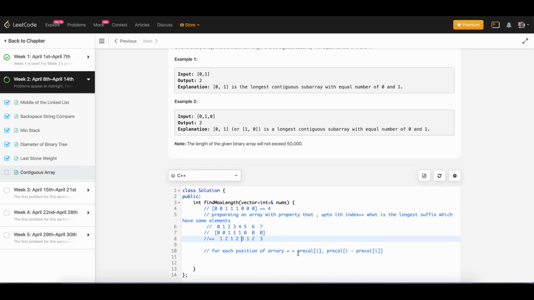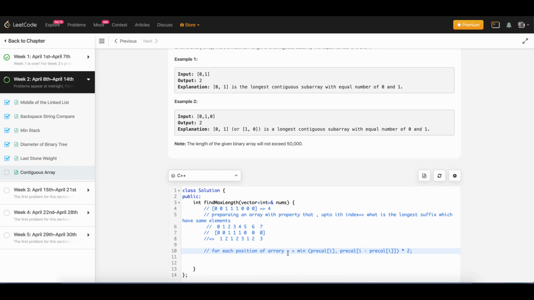Now how can we find the answer? If it was not 3, like if it was 2, then we cannot take 3 length on both sides. In that case we have to take 2 length. That's why we have to take the minimum value among them. The minimum value among them should be multiplied by 2, because we will be considering both 0 and 1. So this will be our answer.